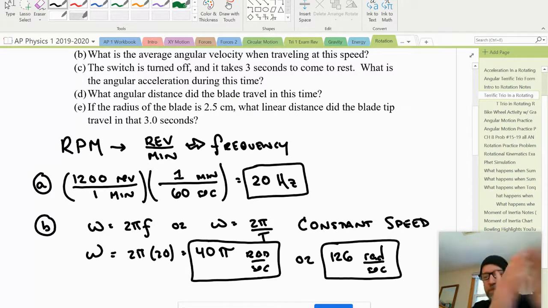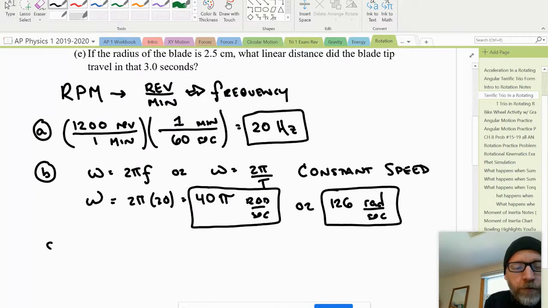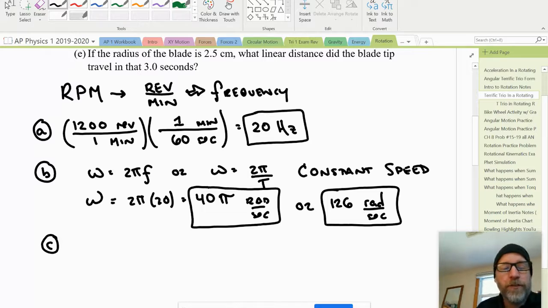All right. Easy so far. Now, the switch is turned off, and it takes 3 seconds to come to rest. What is the angular acceleration during this time? All right, so here it goes. I can't just plug into this formula for omega because the velocity is changing. So I need to use terrific trios. I'm going to do the same exact process I've always done, which is write out the variables.